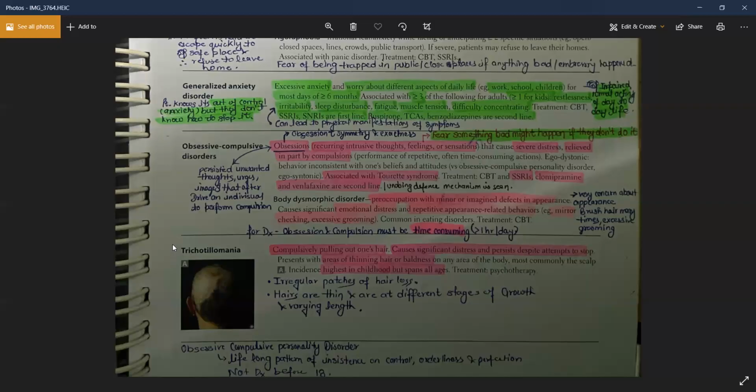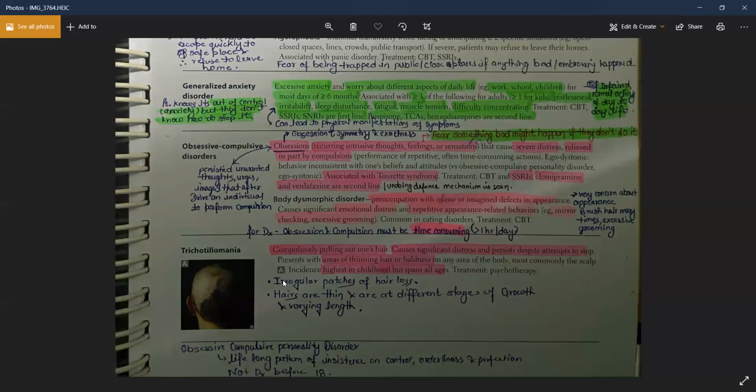Okay, because the patient pulls out their hairs at different times, so all the hairs will be present in different stages, right? The height and thickness of the hairs will be varying. They have irregular patches. Irregular patches can be present in fungal infection also, but in fungal infection you will have the same hair length, same hair size.